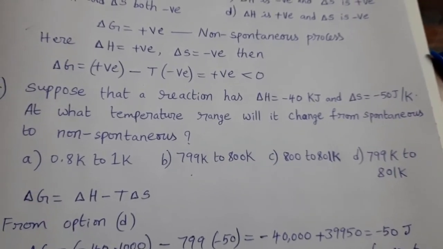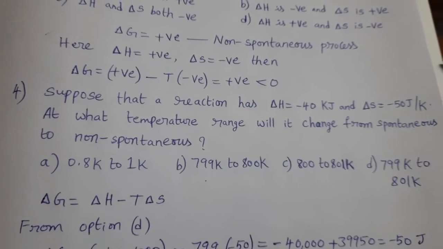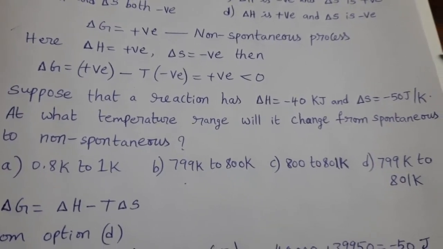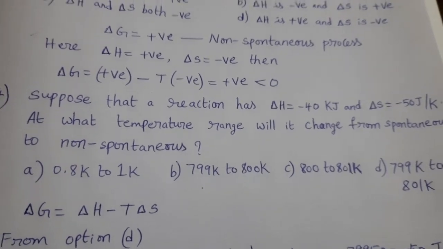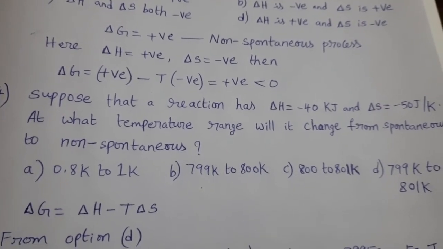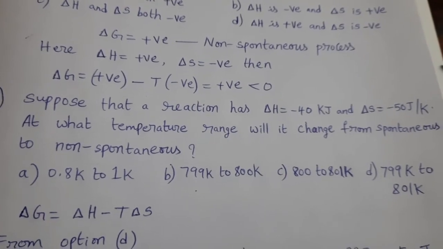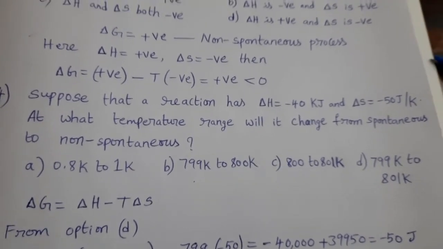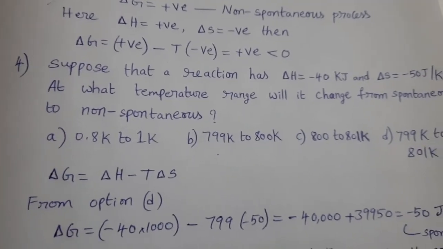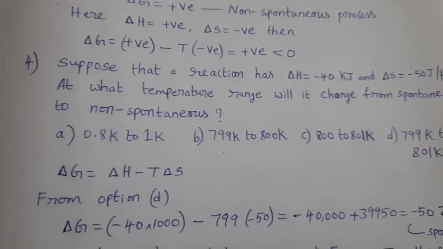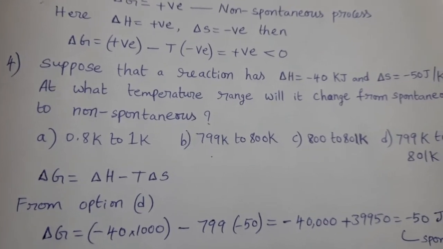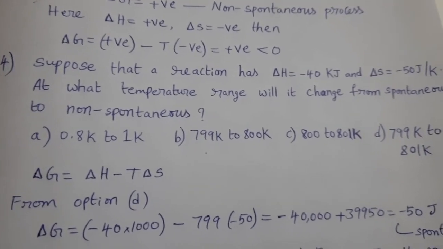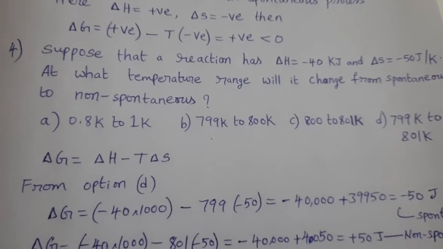Suppose that a reaction has delta H minus 40 kilojoule and delta S minus 50 joule per Kelvin. At what temperature range will it change from spontaneous to non-spontaneous? Students, here we have to find out the temperature range. At what temperature range does the reaction become spontaneous to non-spontaneous? So 4 options are given.